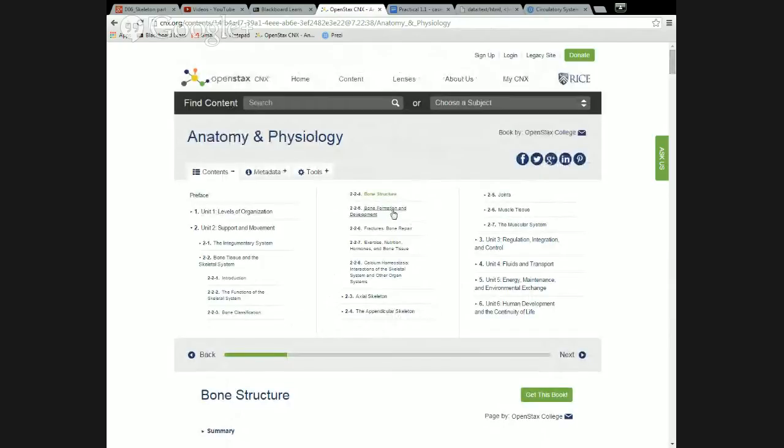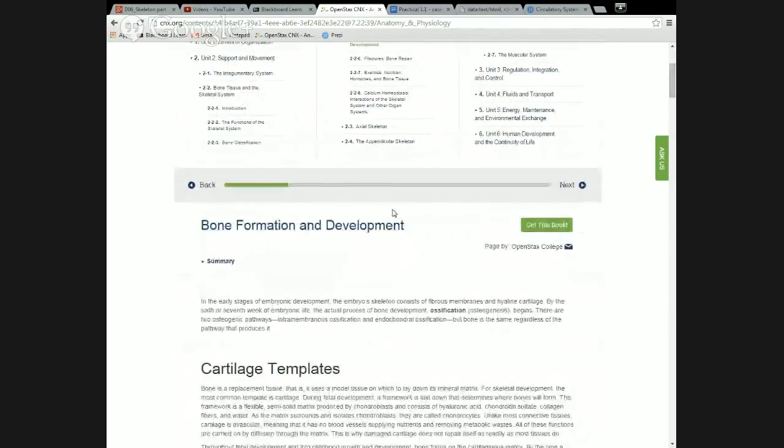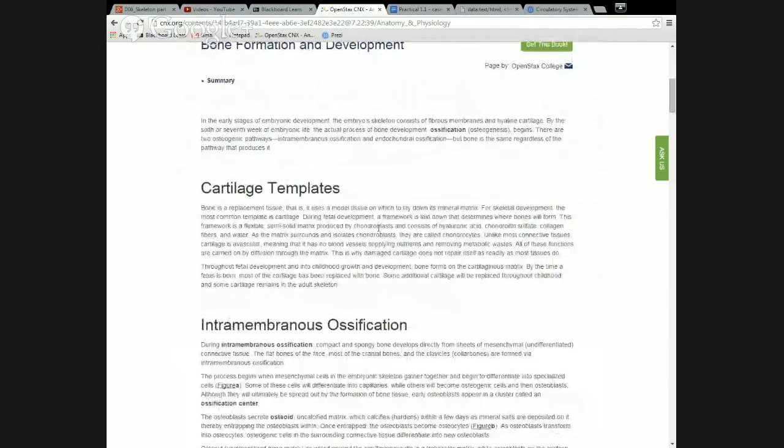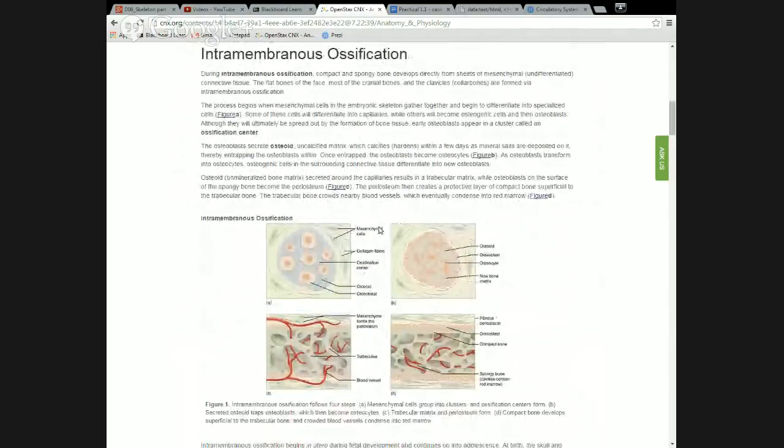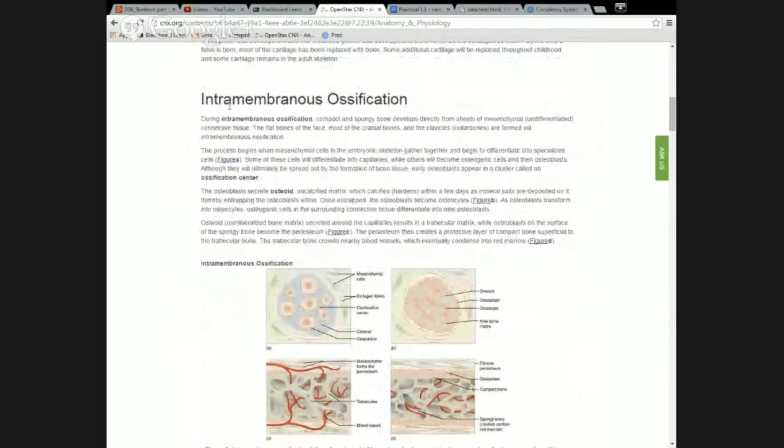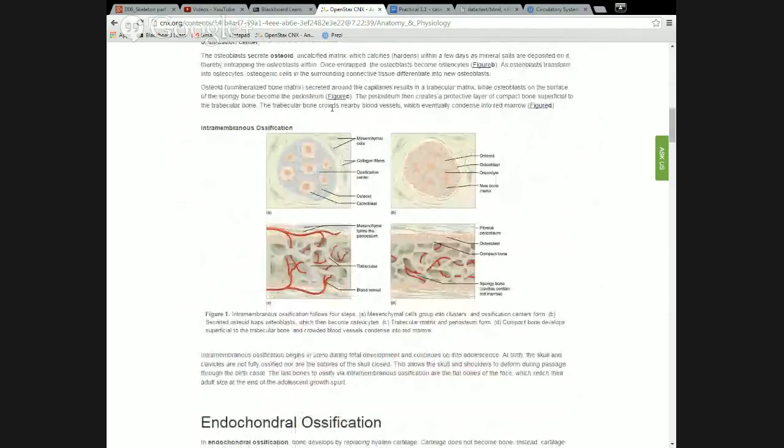The next section here gets into how bones grow. There's sort of two ways that bones grow. Well, actually, there's several ways that bones grow, but the majority of your bones grow through one of two means: intramembranous ossification and endochondral ossification. Now, ossification is just the Latin word that means bone growth.